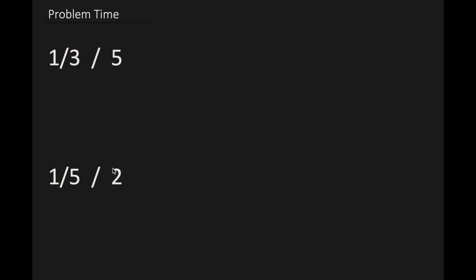Alright, so I'm assuming that you paused the video. Now I'm going to check your answer. For one of them, I'm going to use red. The other, I'm going to use blue. So 1/3 divided by 5. I'm going to convert that to 1/3 times 1/5, right? Or if you want to write it like this, we have 1 times 1, and 3 times 5 is 15.